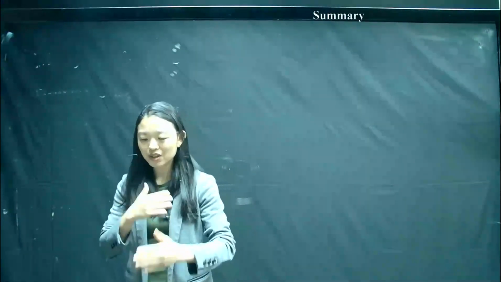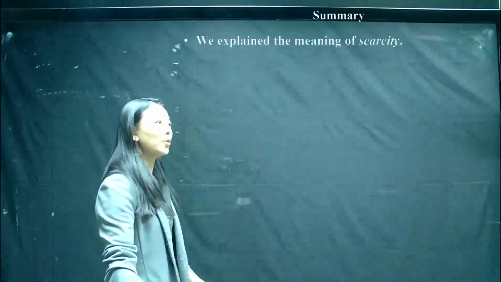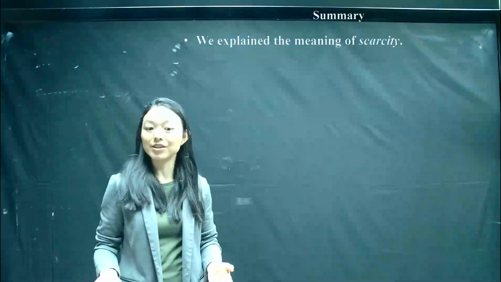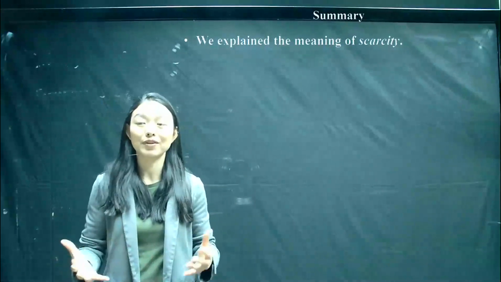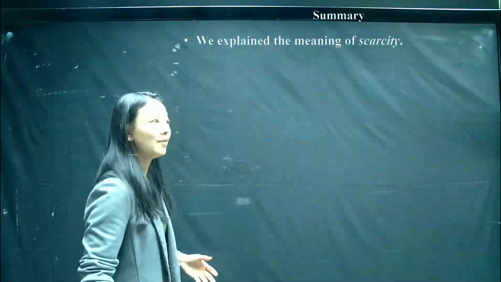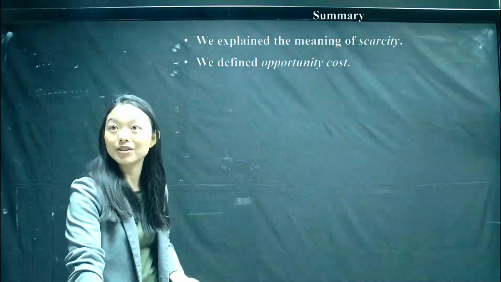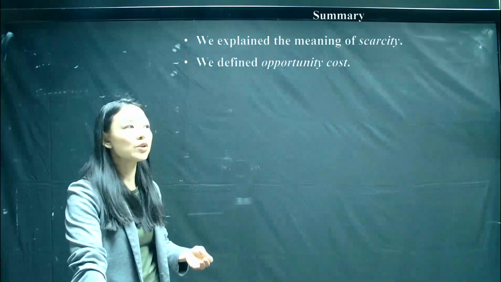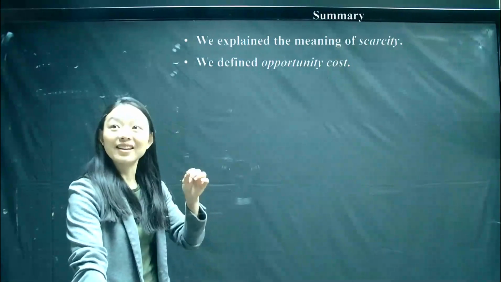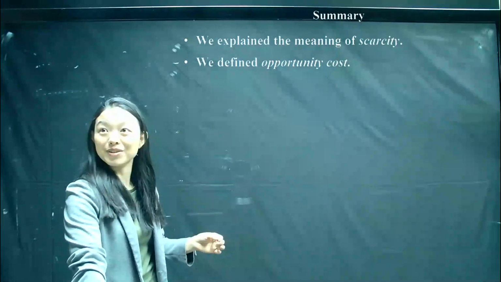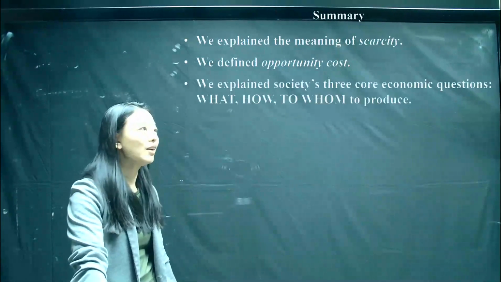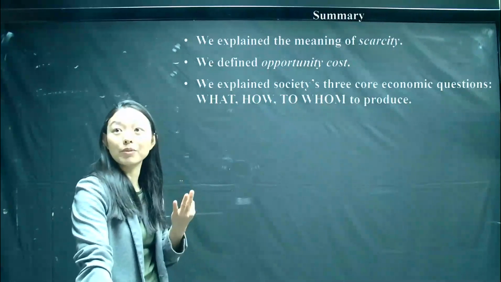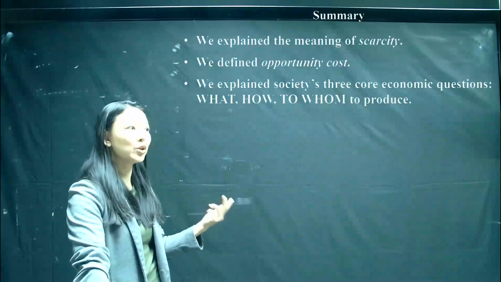So now I will introduce some important concepts for this chapter. Let's summarize what we have. The first one, we talked about the meaning of scarcity, right? Scarcity means there are not enough resources to satisfy all the desired needs of society. And then we also talked about opportunity cost. Opportunity cost is something that you need to sacrifice to obtain other items. We can also say that opportunity cost is the next best alternative you need to give up. We explained society's three core economic questions: what to produce, how to produce, and for whom to produce.